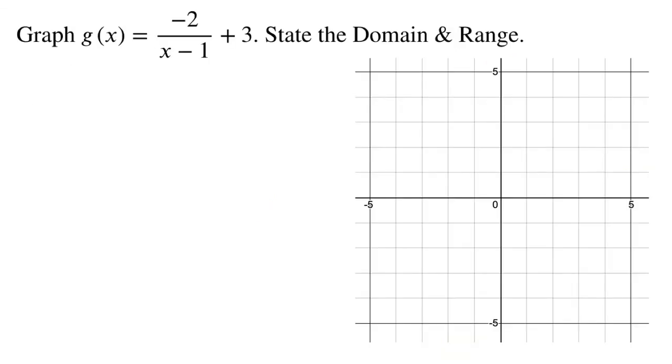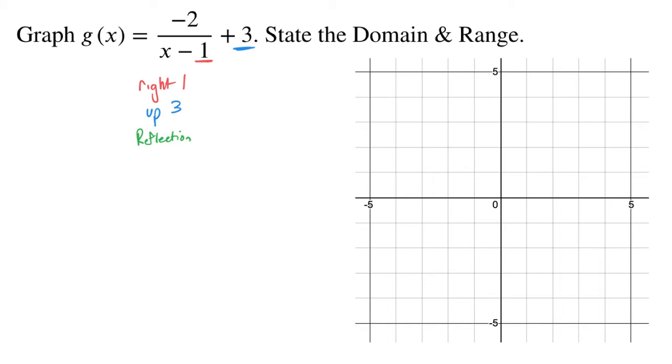We're going to graph -2 over x minus 1 plus 3, and then we're going to state the domain and the range. Okay, first things first. I want you to understand that this graph moved to the right 1 unit, that's from this right here, and up 3 units, that's from this right here. Okay, we also had a reflection. And we'll get to the 2 and what the 2 actually does in this particular problem in a second.